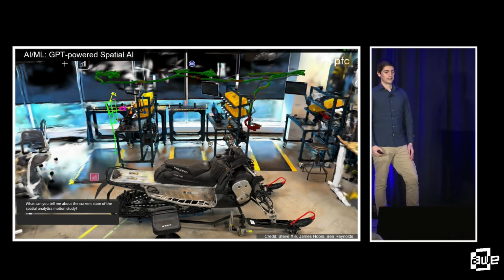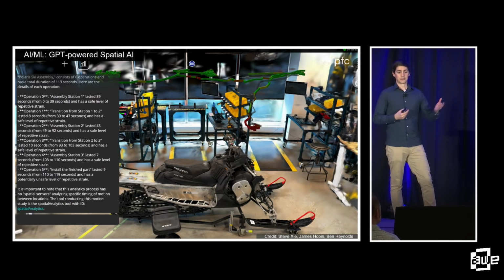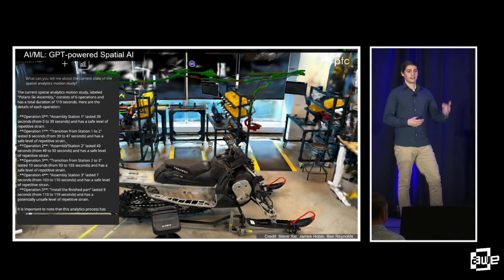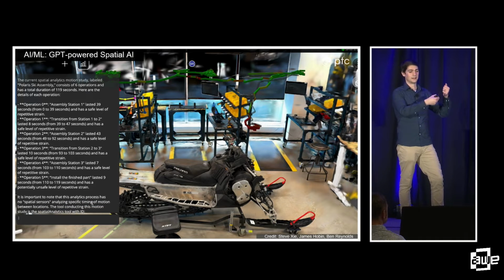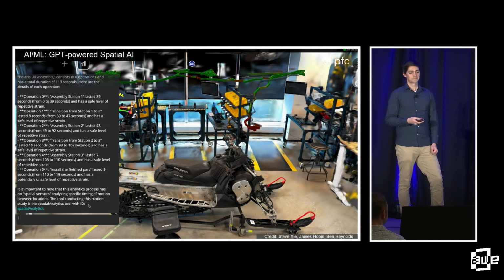so that you can ask questions like, tell me about the current state of the motion study, and it can give you a rundown of the different steps that it's detected. In this case, there are steps that some people have annotated with additional data. But you can also do things like, tell me how much time it took for the person to walk from here to here, while you're pointing your mouse cursor into the space.